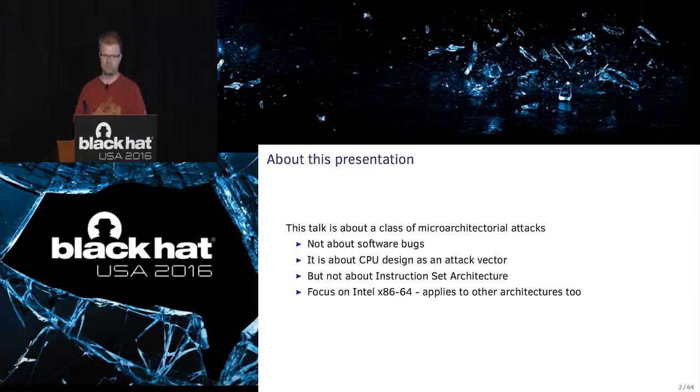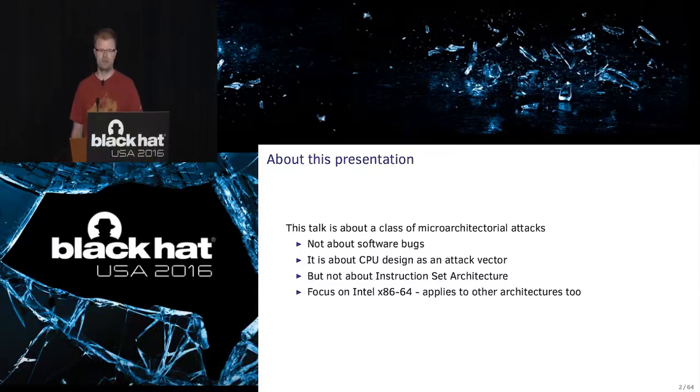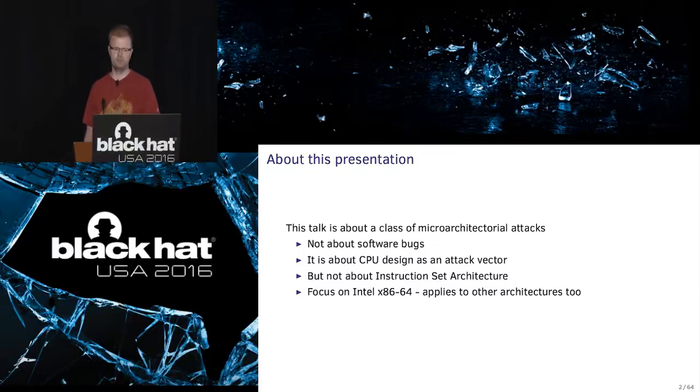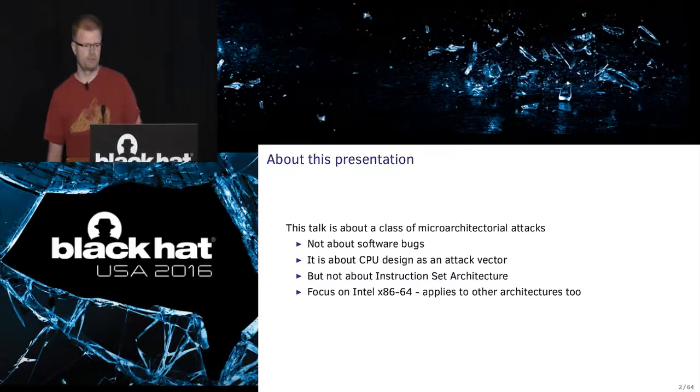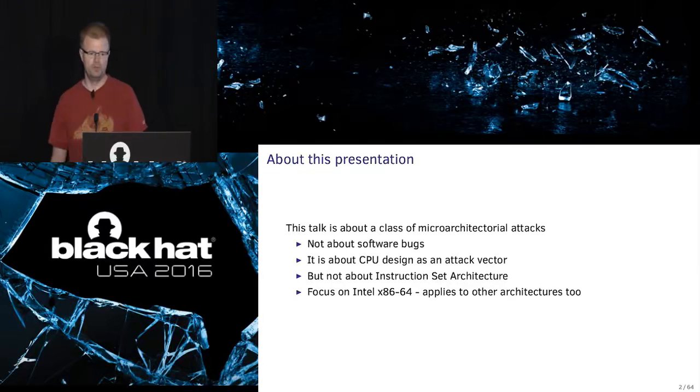So before we actually start with the presentation, just a couple of things to set straight. This talk is about a class of microarchitectural attacks. It's not about software bugs. It is, however, about how CPU design can be used as an attack vector. With microarchitectural attack, we mean it's not about the instruction set architecture, which is what Intel promises to software developers that it will keep. It's about how the instruction set architecture is implemented. That is the level below that. We will be focusing on Intel x86 64. Lots of the stuff that we'll be doing applies to other architectures as well.